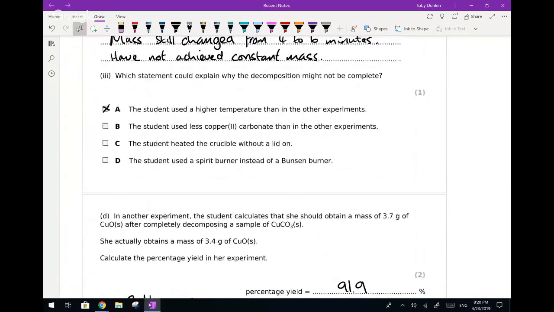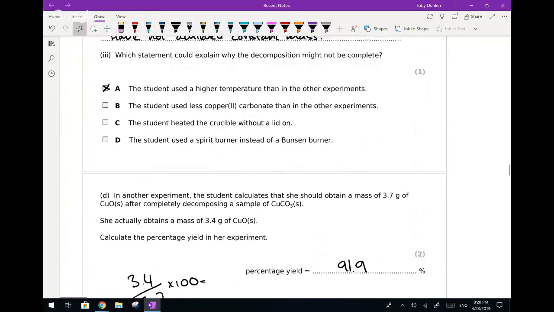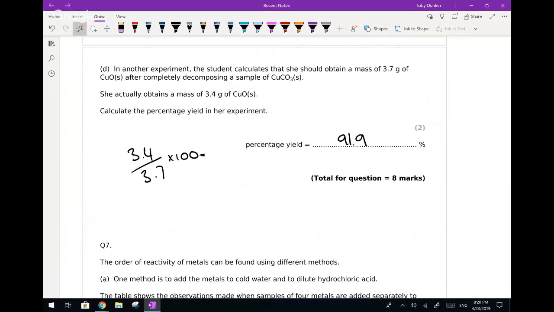Next, which statement could explain the decomposition may not be complete? Student didn't heat it to a high enough temperature. Seems very reasonable. Work out the attained mass, 3.4 grams. So they've just said they got 3.4, they were expecting 3.7. What they actually got versus the expected times 100 gives 91.9%.